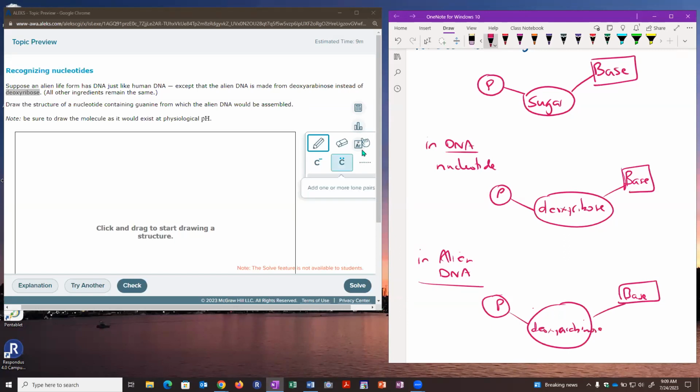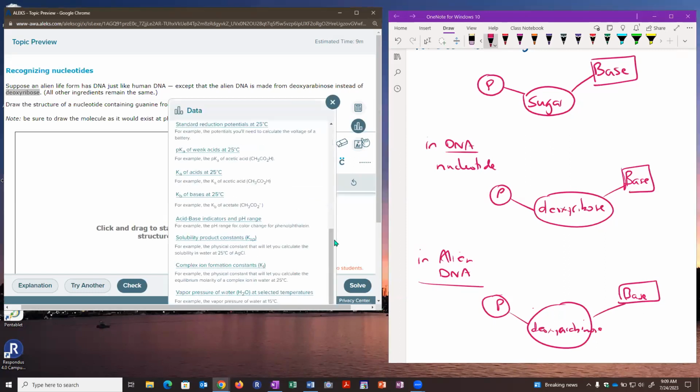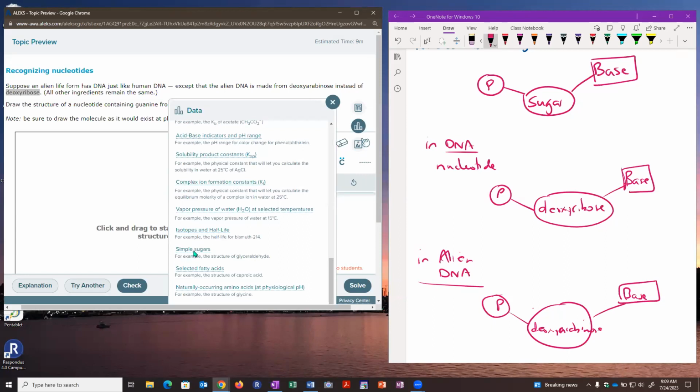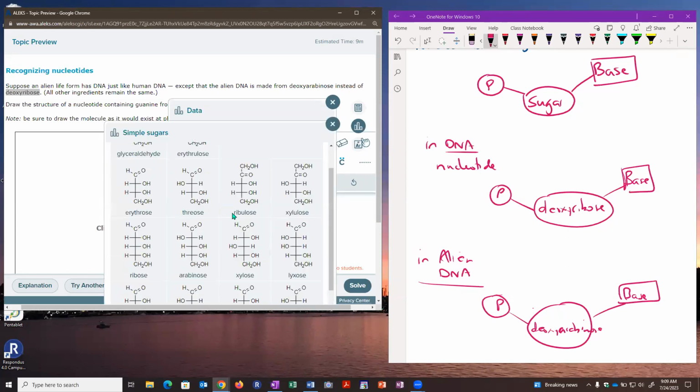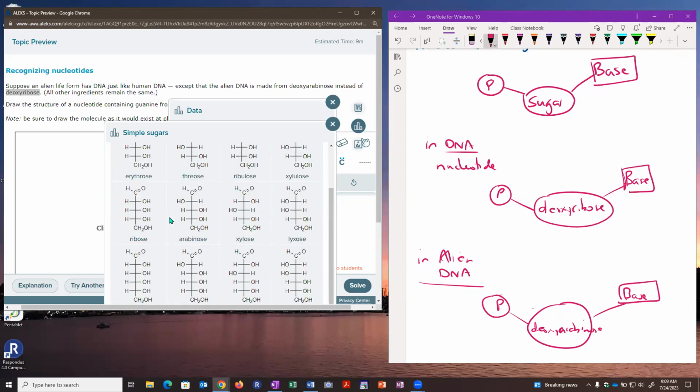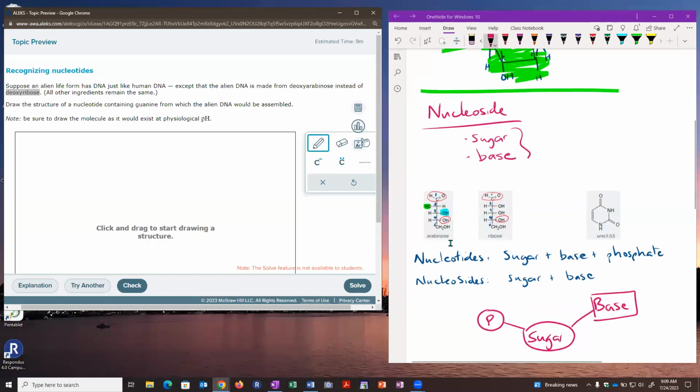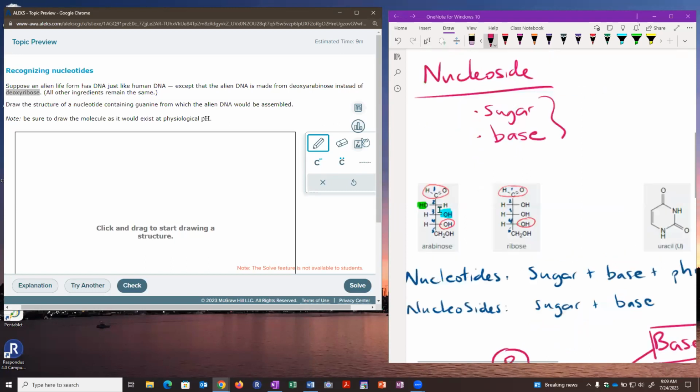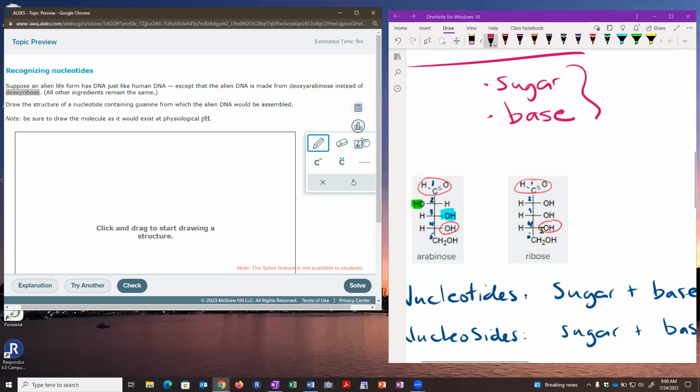And in the data tab, you'll see that a bunch of these different structures are provided. For example, we have our simple sugars here, and you can scroll down and see arabinose and ribose are actually right next to each other. So I've copied and pasted that onto our page up here at the top. You'll see both of them have the same structures. The only difference is on carbon number 2: in arabinose, the OH is on the left side, and on carbon number 2 on ribose, it's on the right. Everything else is identical, so these are actually isomers of each other.